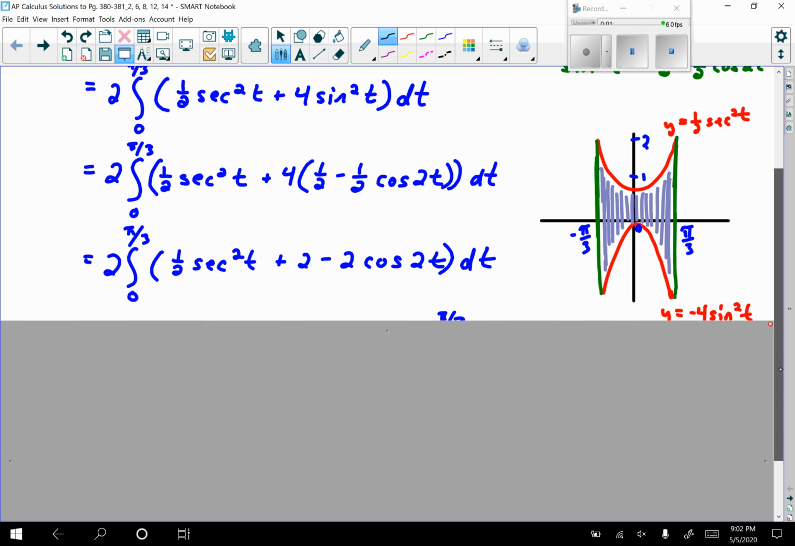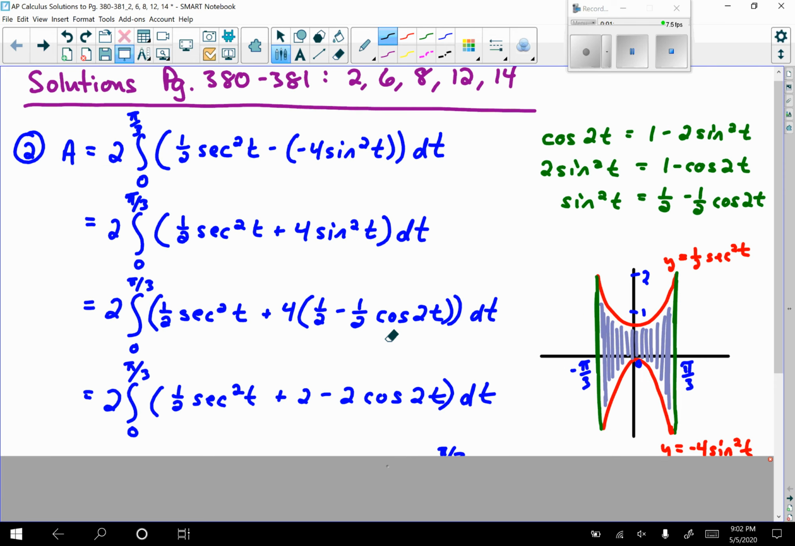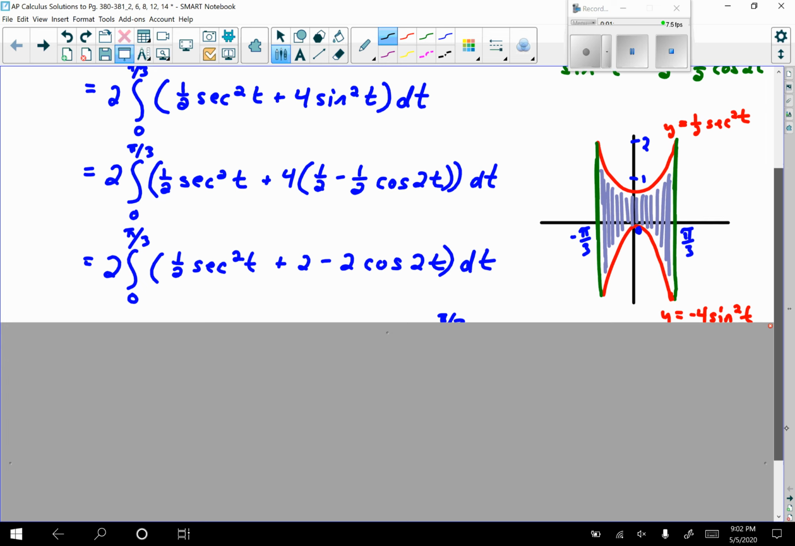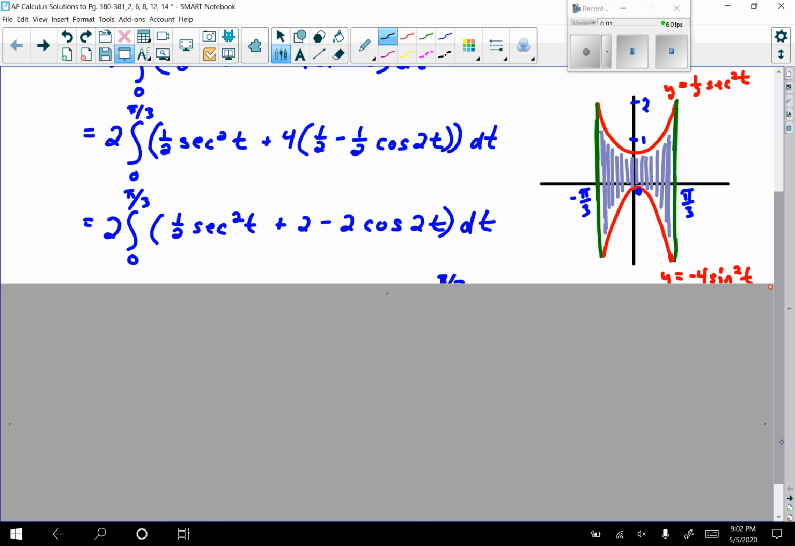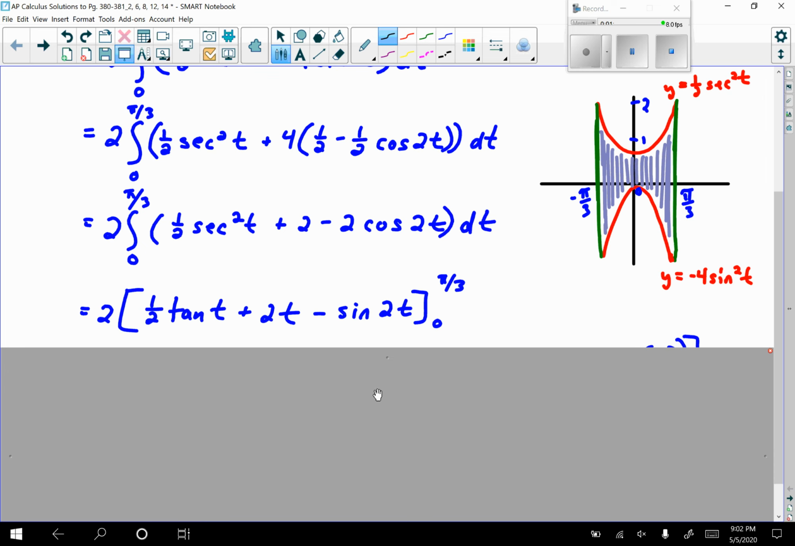So in the next step, and feel free to pause this at any moment, we have 1/2 tangent t plus 2t, and then this just becomes minus sine 2t, because if we were to take this derivative, we would get cosine 2t times 2. So because of that 2 that's out in front, we didn't need any other coefficient. And then we're going to evaluate this from 0 to pi over 3.